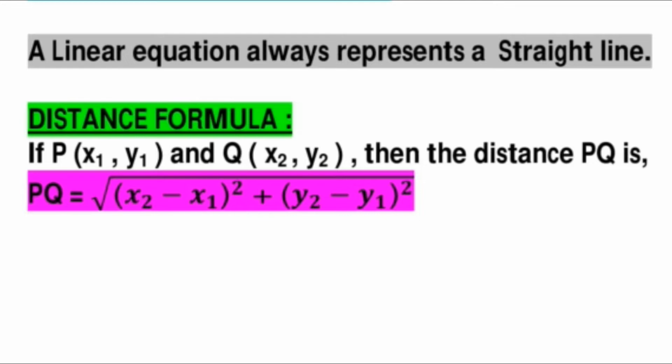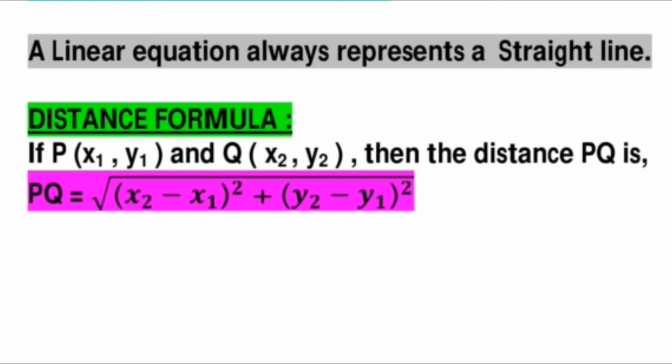Next, the distance formula. Suppose we plot 2 points P and Q, where the coordinates of P are (x1, y1) and the coordinates of Q are (x2, y2). Then the distance formula gives the distance between P and Q as PQ equals root under (x2 minus x1) whole square plus (y2 minus y1) whole square. Just remember this formula for your exam purposes. By using this formula, we can easily solve some problems.